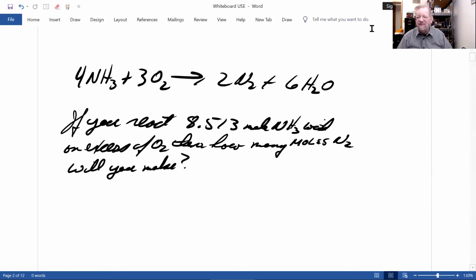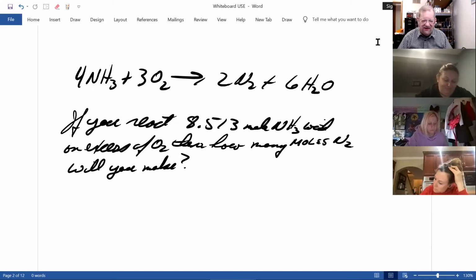All right, it's time for Dr. White to decode what I just wrote so you can understand it. Given that, everybody see the balanced chemical equation? Thank you. If you react 8.513 moles of ammonia, NH3, with an excess of oxygen, then how many moles of nitrogen will you make? And it's your turn.